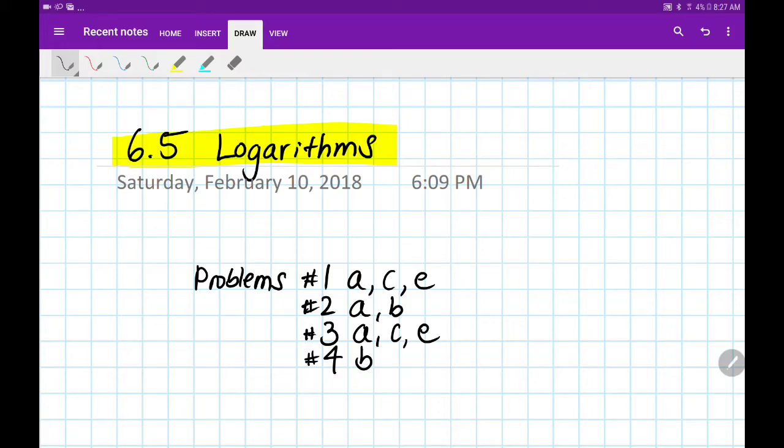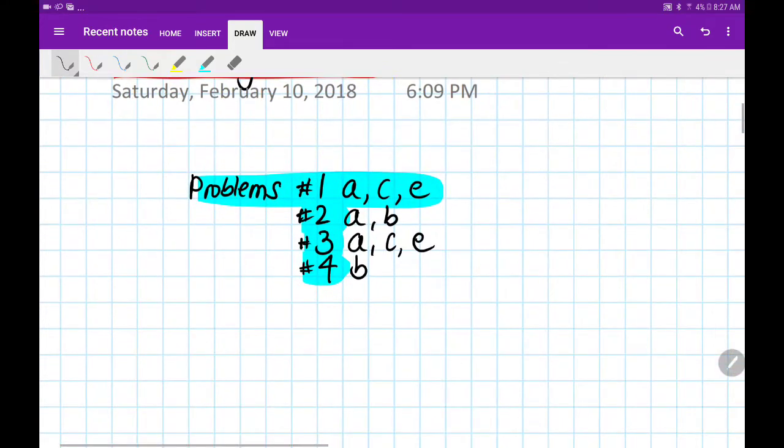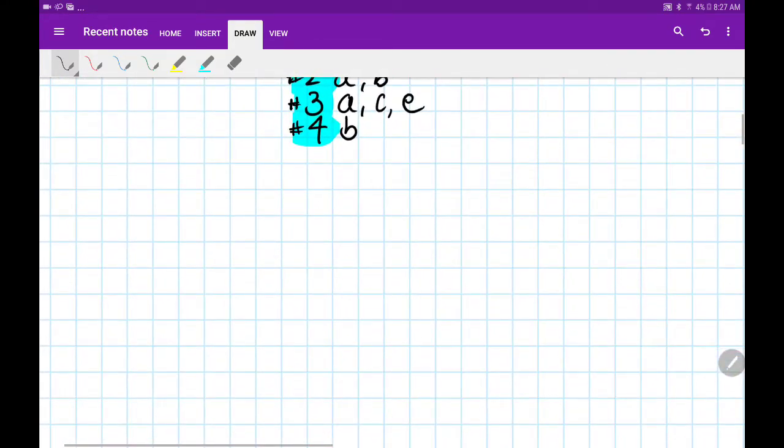Welcome to Homework Help for Lesson 6.5. Today we'll be learning about logarithms, and we'll do problems 1, 2, 3, and 4 from the homework. So before we jump in, let's take some quick notes.